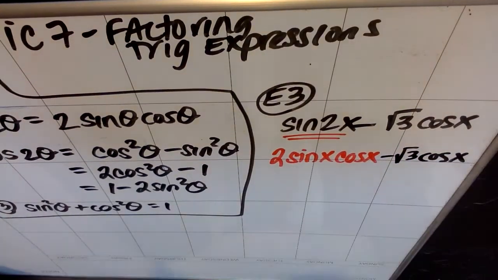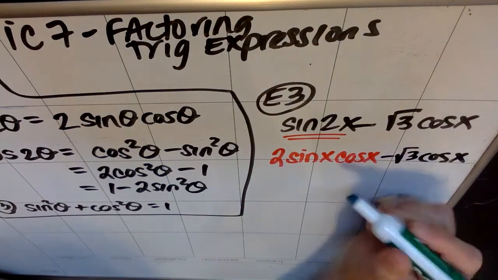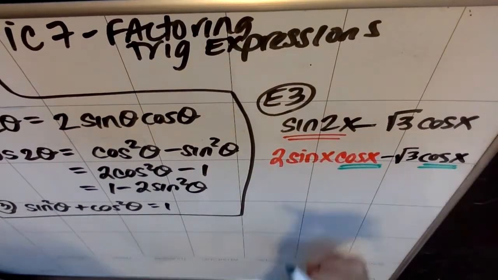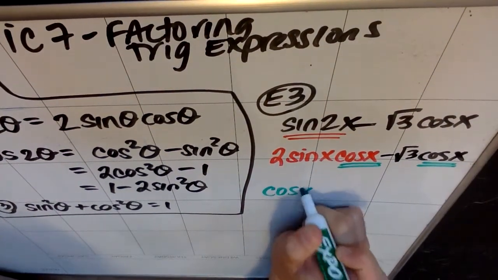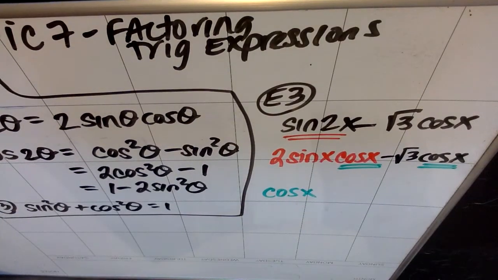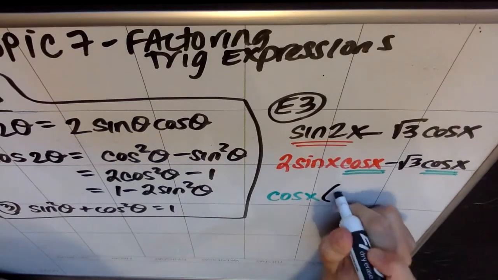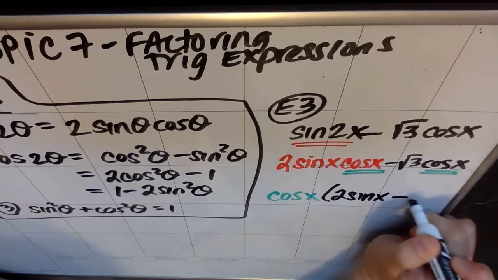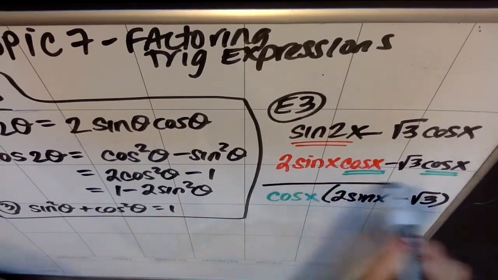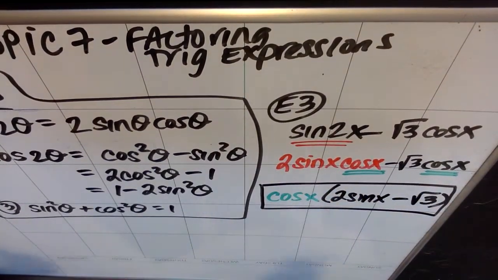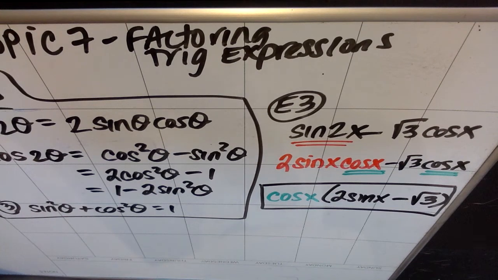Well, now I suddenly see a GCF. I notice that both of these have a cosine x. There's a GCF of cosine x now. So I can factor out a cosine x, and what's left is 2 sine x minus root 3. And that's my factored answer. In order to do that, you have to know a trig identity. I realize this is a pre-calc crash course, so we don't spend as much time on things as you would in a regular pre-calc course, but that's the gist of how you do example 3.